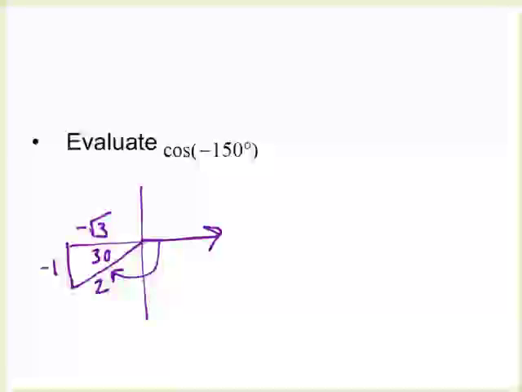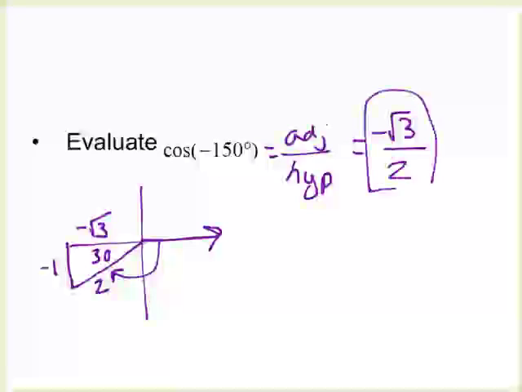So our triangle is labeled, so then we need to think about our trig. What is SOHCAHTOA for cosine? Adjacent over hypotenuse. What is adjacent to our reference angle? Negative square root of 3. And what is the hypotenuse? 2. So we get negative square root of 3 over 2.